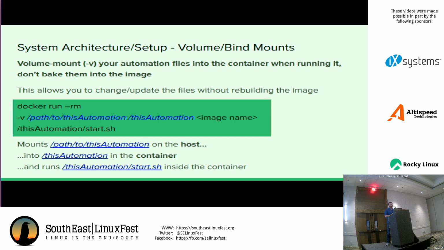So here's an example command for that. This is split into multiple lines for readability, but it's all one command line. So this runs the container and removes it when it's finished with a --rm. And volume mounts the host folder /path/to/this/automation into the container at /this/automation. And then we have the name of the image to use and the command to run inside the container, which in this case is /this/automation/start.sh. More on that in a moment.